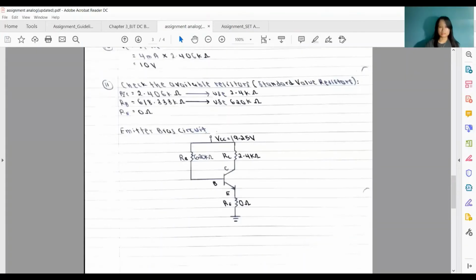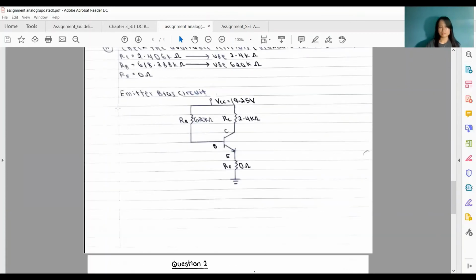Then as all the resistors are calculated, using the standard value resistor from Appendix 1, for RC, we use 2.4 k ohm, RB 620 k ohm, and RE equal to 0 ohm. The design of the emitter bias circuit is drawn.